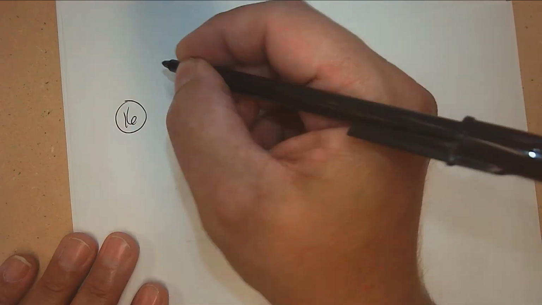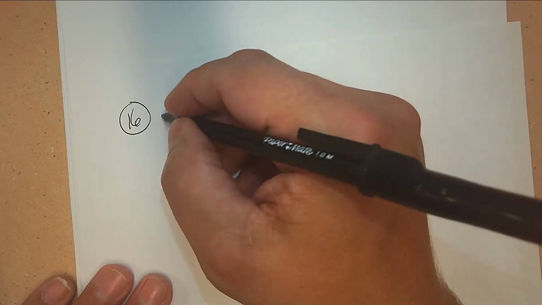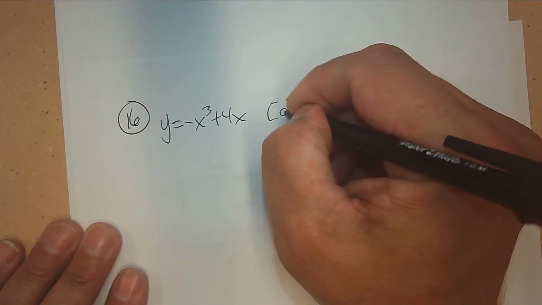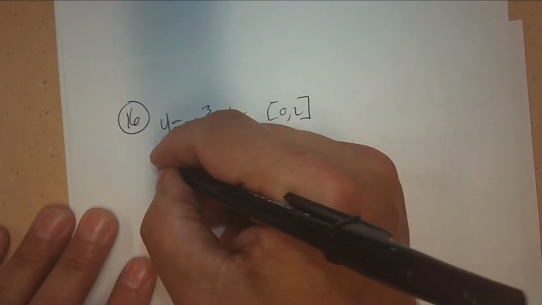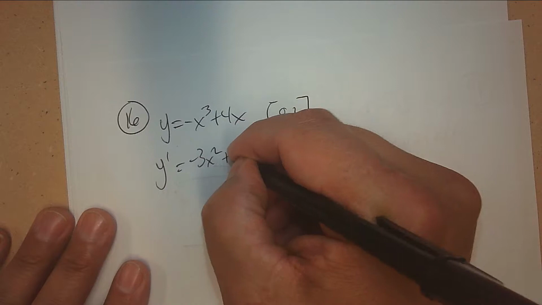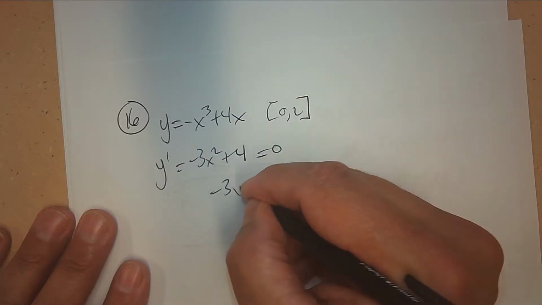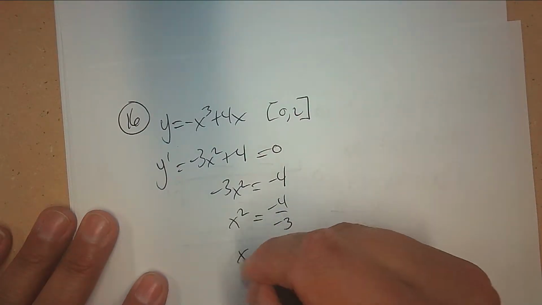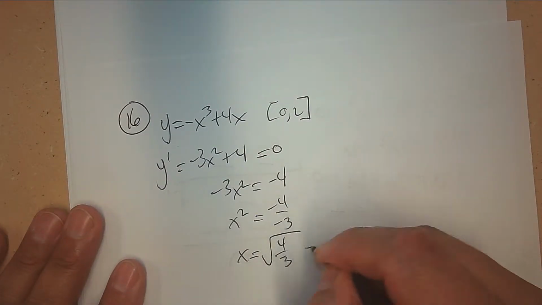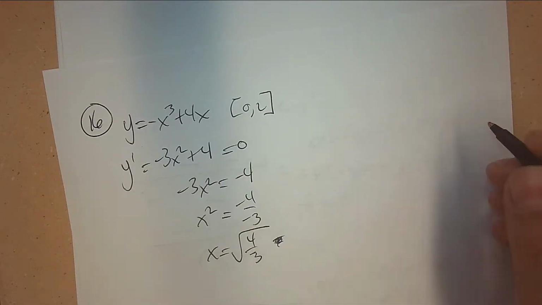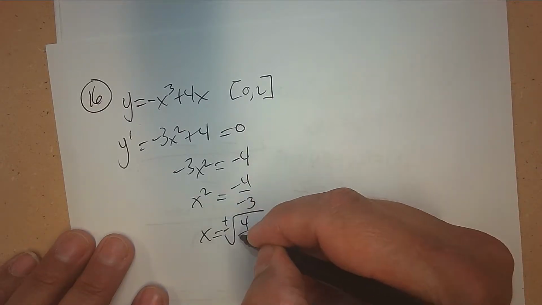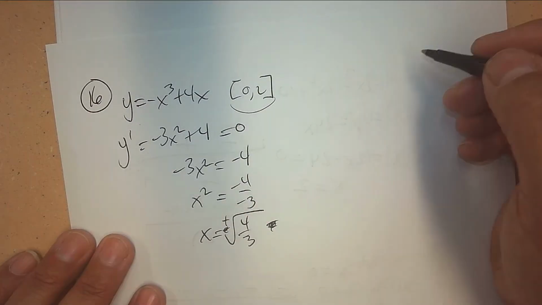All right, number 16. Find the absolute minimum and maximum of y equals -x cubed plus 4x from 0 to 2. To do that, I'm going to take the derivative. That's -3x squared plus 4. We're going to make it equal to 0, and we're going to solve it. If this goes too fast, you press pause. So I'm just going to leave it that way. Square root of 4 over 3. It's plus or minus, but the negative we don't need because it's not in the interval.